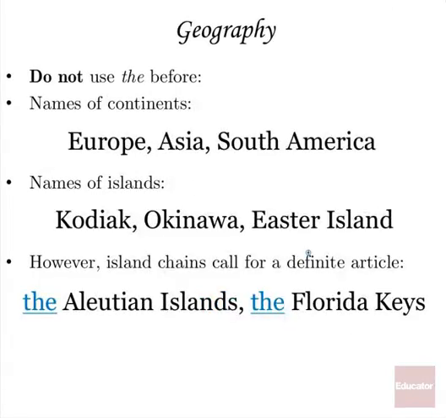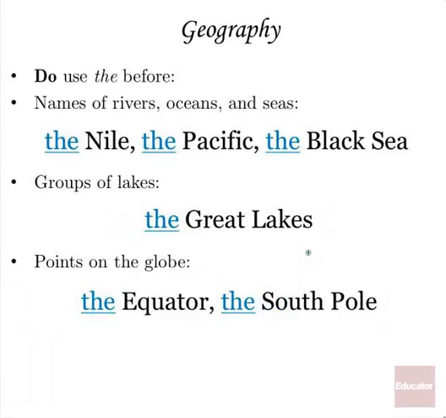Okay, do not use the before the names of continents. Europe, Asia, South America. You just don't need it. You also don't use it before the names of islands. Kodiak, Okinawa, Easter Island. However, island chains, like mountain ranges, call for a definite article. The Aleutian Islands, the Florida Keys.